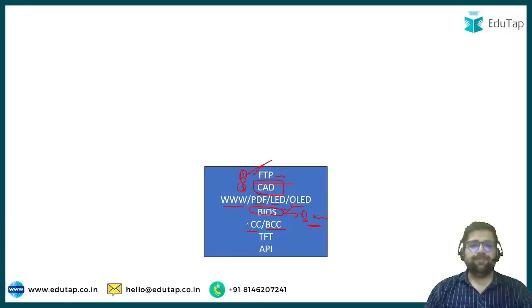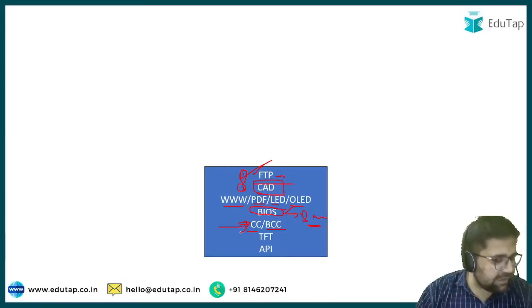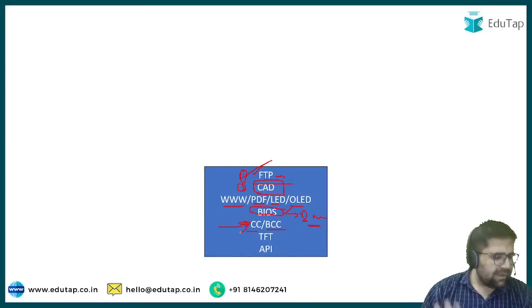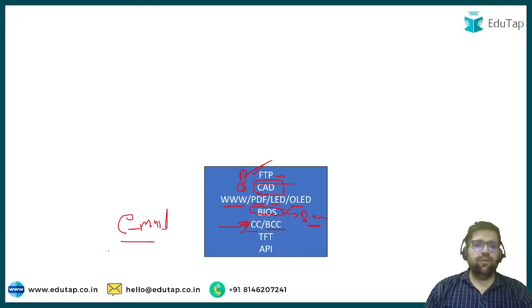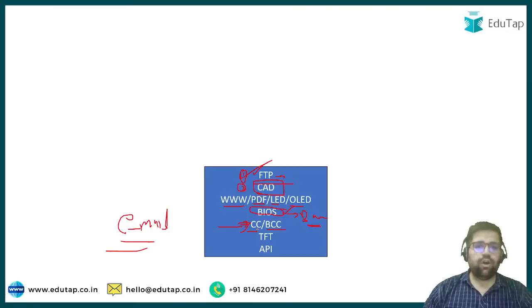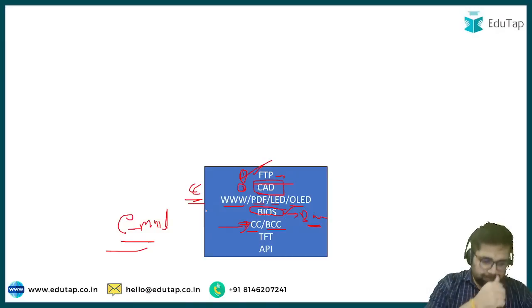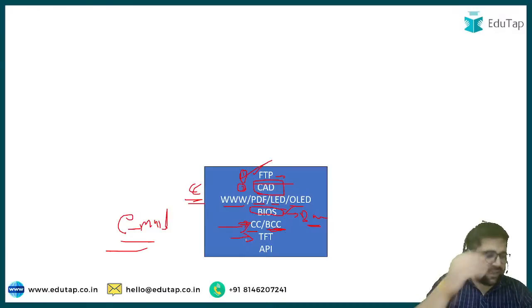CC and BCC. Now type in your answers for these short forms, CC and BCC. They are used in your emails. What are the full forms of CC and BCC? Yes, Mohit, CC stands for carbon copy. BCC is blind carbon copy. So CC remains the same, you just have to add blind. Now tell me, what is the full form of TFT?